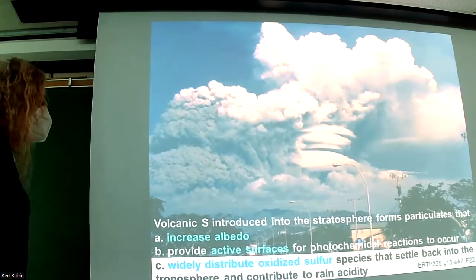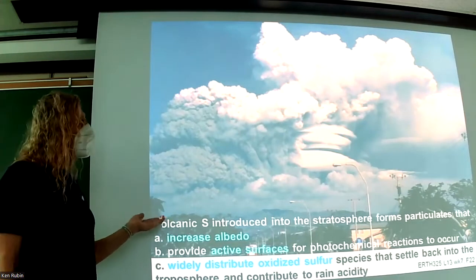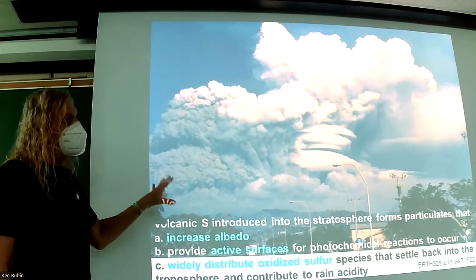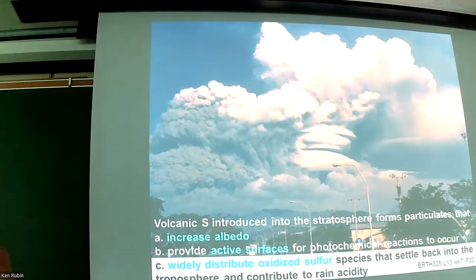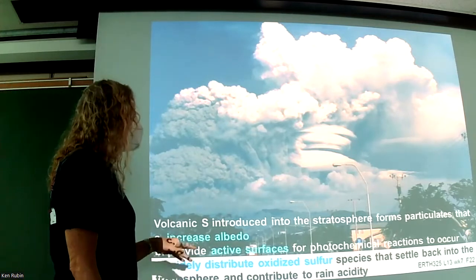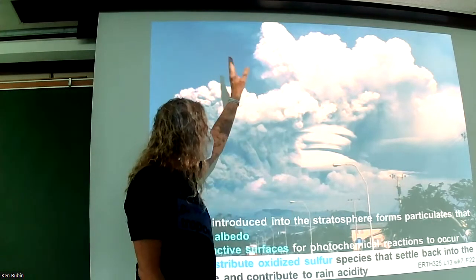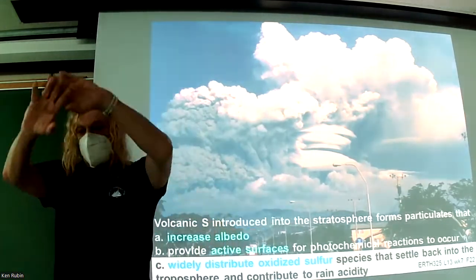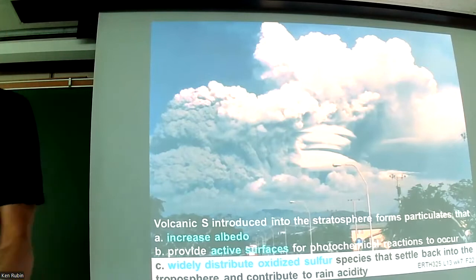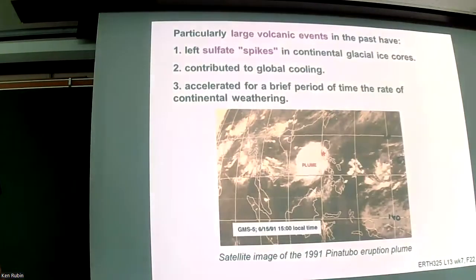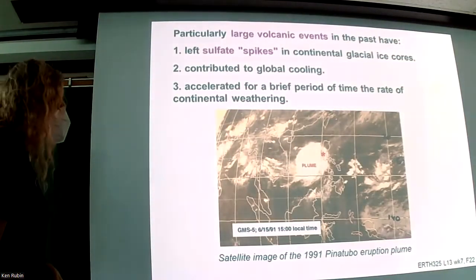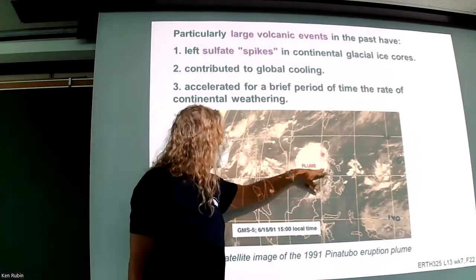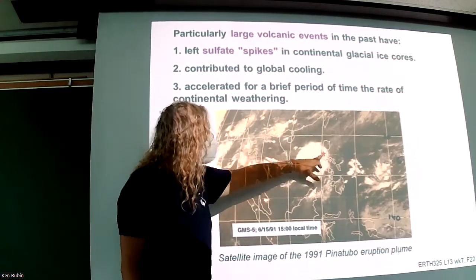So these are some pictures of Mount Pinatubo, which was one of the largest eruptions of the 20th century, in 1991 in the Philippines. The Plinian eruption sends particles, ash particles, along with gases up into the stratosphere, which then distribute globally and have an impact on acid deposition. This is a picture from space of this plume.